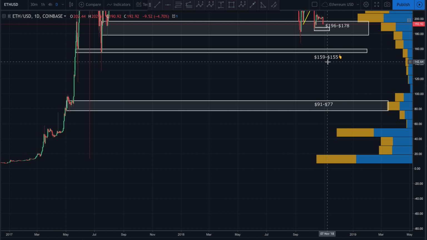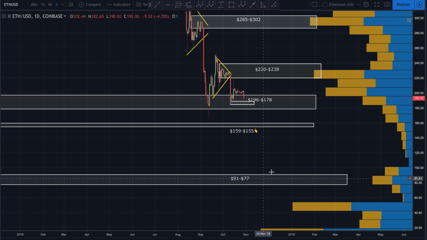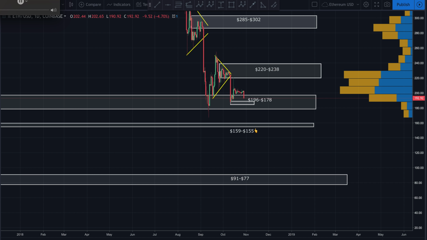But again, if 155 does end up breaking down by anything more than a wick, guys, I think we're very quickly going to drop to at least $100, but very, very likely come down into this supply zone down here between $91 and $77. And this is the area that I would definitely have fiat on the side to be able to take advantage of, if and when Ethereum ever comes that low. And again, I'm not saying that it ever is going to. I'm just saying you want to always be prepared.